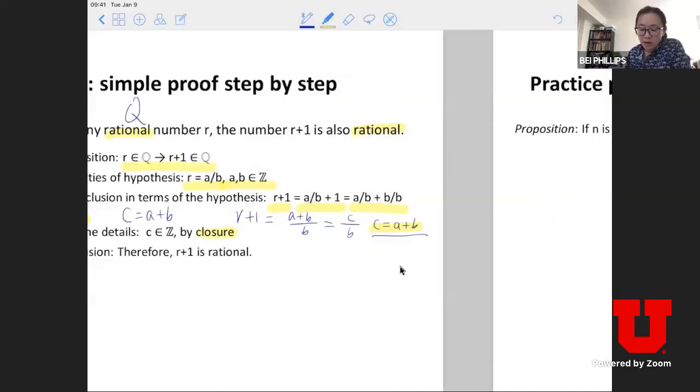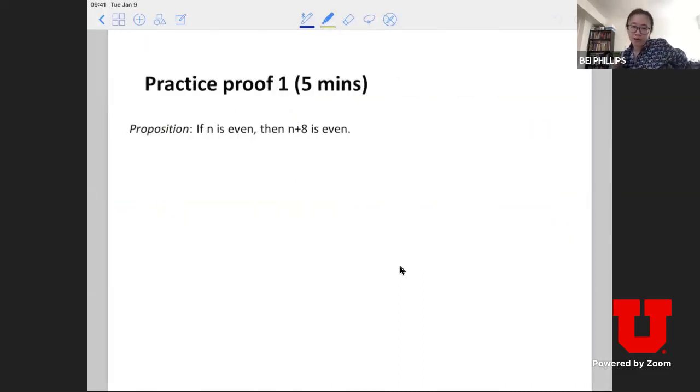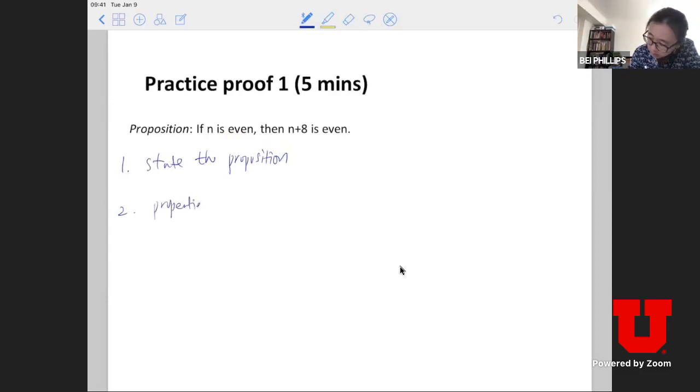Okay, so now we want to do this proof together. And I said 5 minutes, but actually, since we're running low on time, I'll give you 1 minute to think about this at a high level of what you need to do. Then, while you think about how to solve this, we're going to follow this 5-step process. The first step is to state the proposition. The second one is to study the properties of the hypothesis.